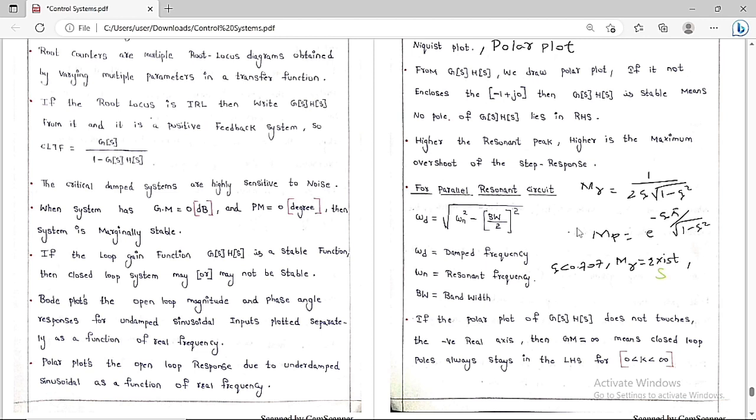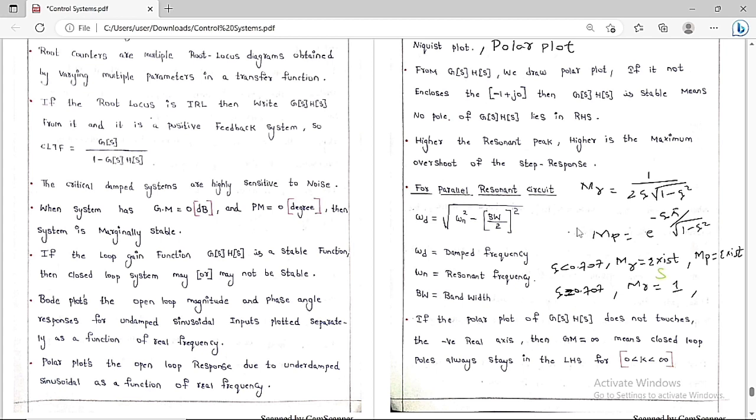So therefore, the MP is also going to exist. Whereas if zeta is greater than 0.707... Then what can we say? Simply we can say that if zeta is equal to 0.707, then MR is equal to 1.